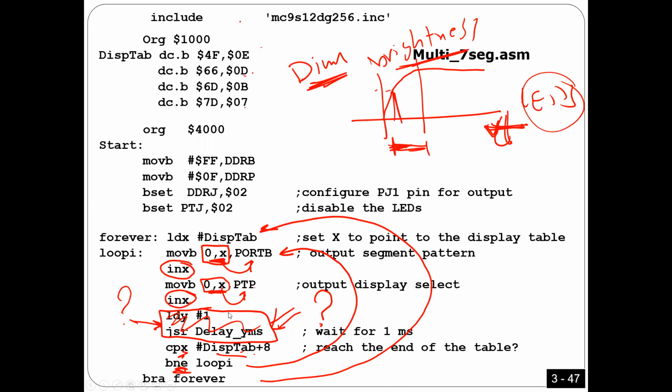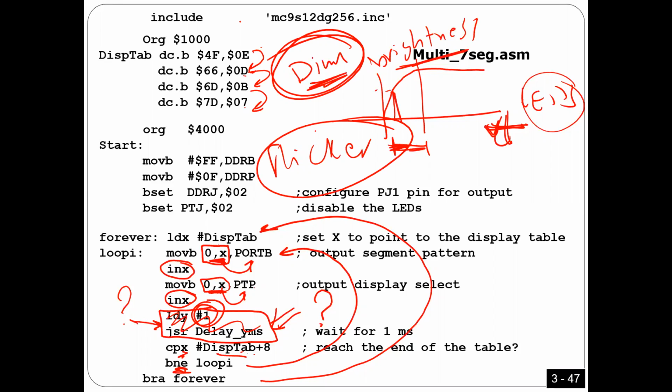Okay, now I'm going to choose a video. In the video, I intentionally increase this delay. When I increase this delay, you will see a flicker. So this delay from here to here, from here to here, should not be too short, to avoid dim. Also, it should not be too long, to avoid flicker. Is that okay? So now I'm going to choose a video.